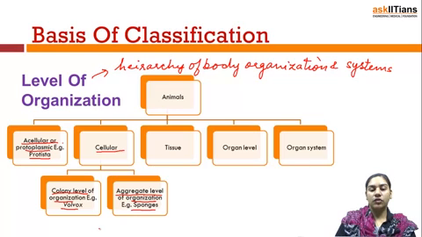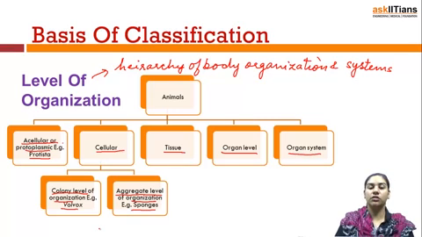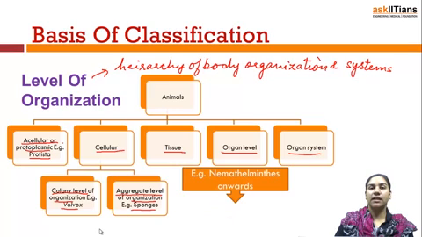The next three levels of organization include the tissue level, the organ level, and the organ system level. Tissues are a group of similar cells performing the same function, and these tissues are then organized into organs, and the organs are organized into organ systems. And the examples are Platyhelminthes onwards.